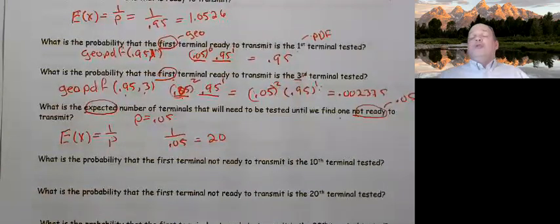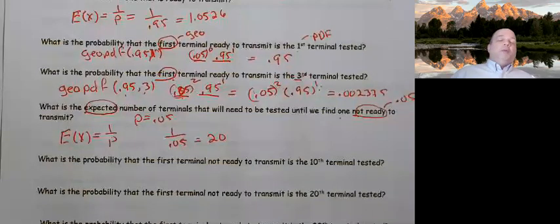So on average, or if we did this over and over and over again, we would expect to have to go to 20 different terminals in order to find one that didn't work. Might be the first one that didn't work, might be the 200th one that didn't work, but on average, we would expect it to take 20.